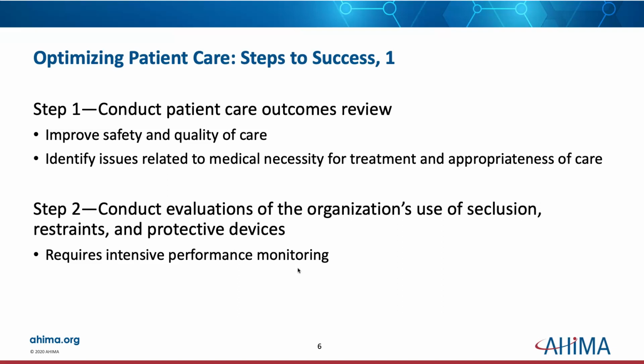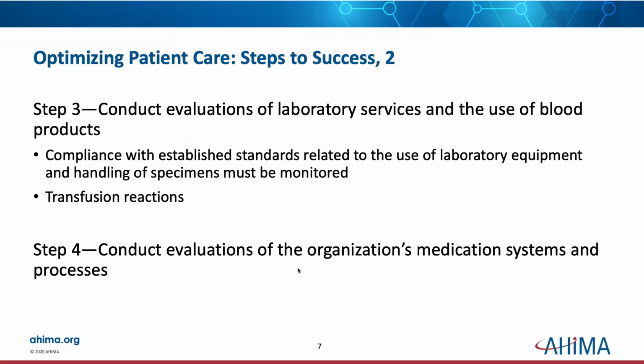So the first area you're looking at is patient outcomes. Then you're looking at, did we use seclusion, restraint, or a protective device on this patient? And if we did, what is the documentation? What is the outcome? Step 3 is looking at lab services and blood products.